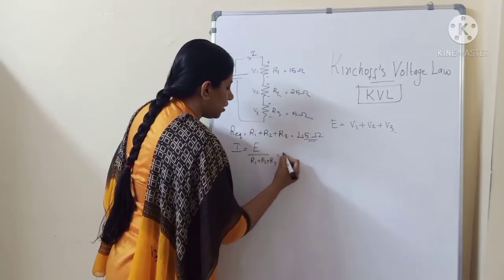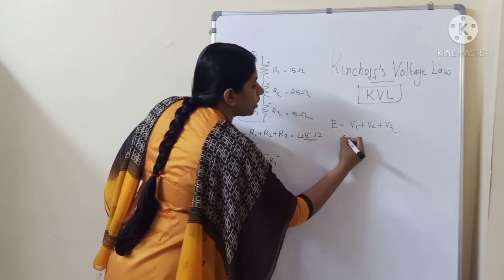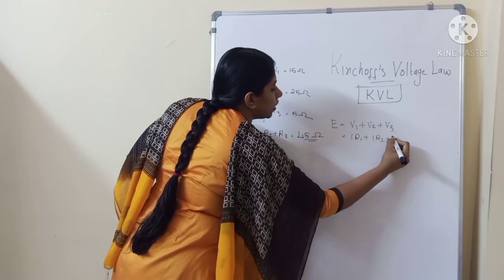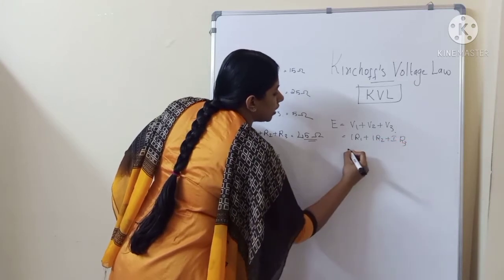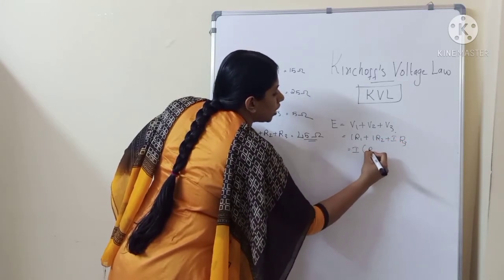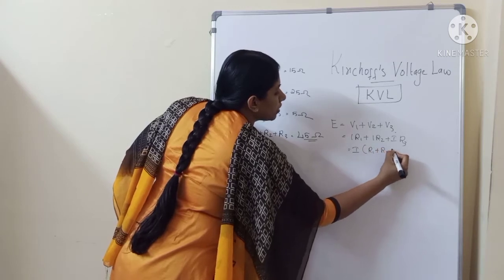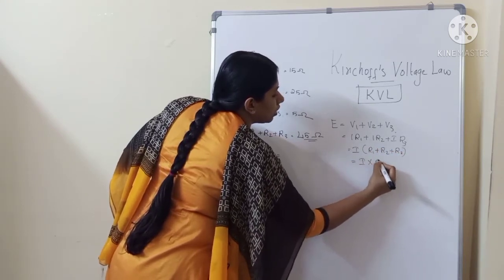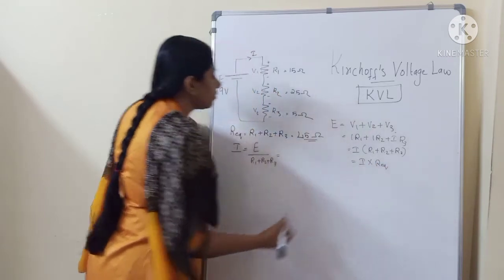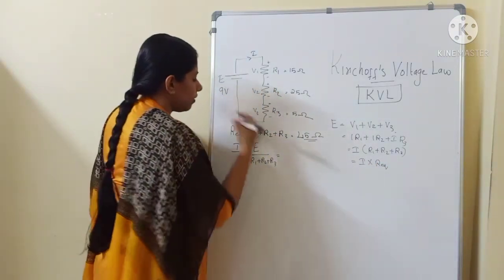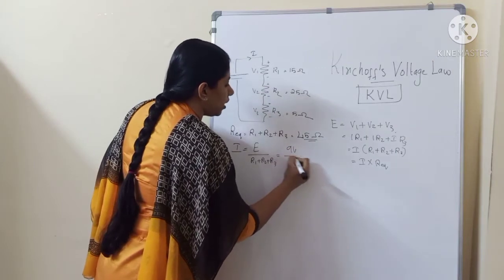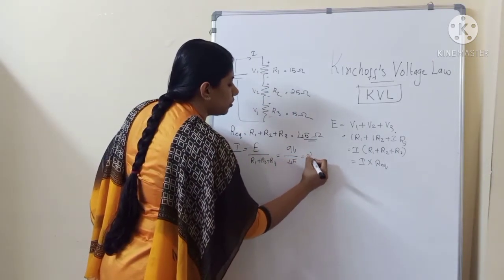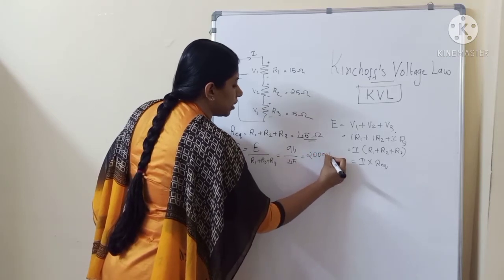In this case we can write I into R1 plus I into R2 plus I into R3, which is equal to I into R1 plus R2 plus R3, and this can be written as I into R equivalent, right? So the same thing: what is the value of E? 9 volt, and R equivalent is 45 ohm, and this will be equal to 200 milliampere.